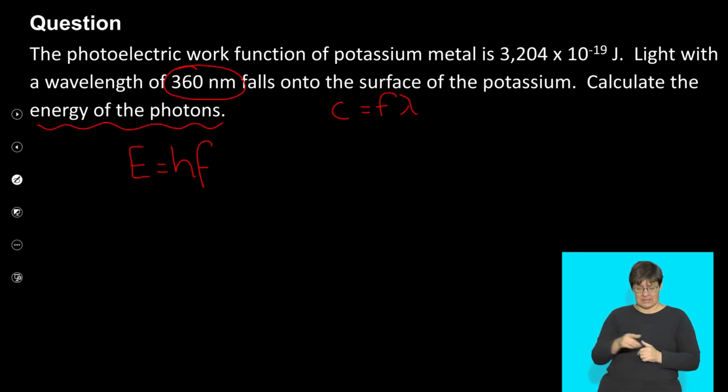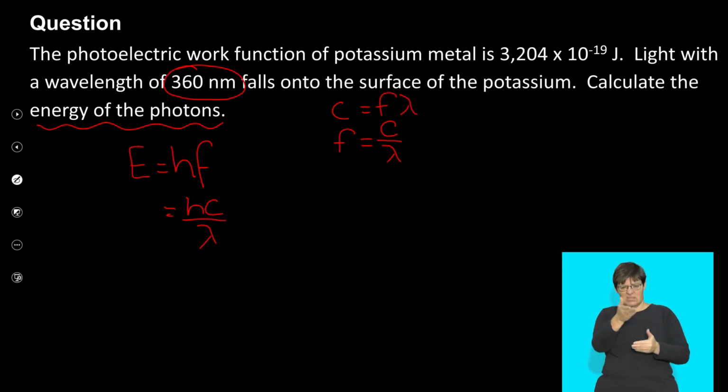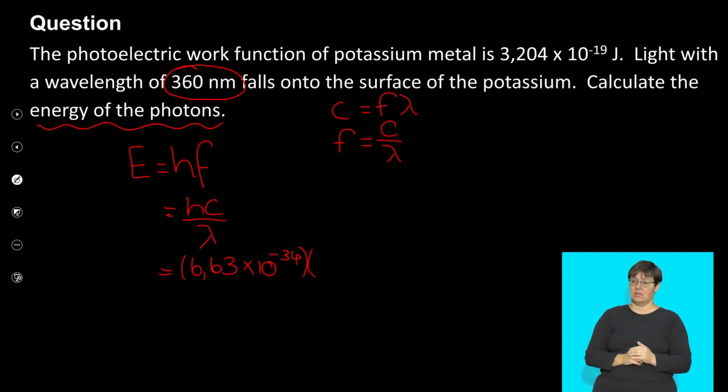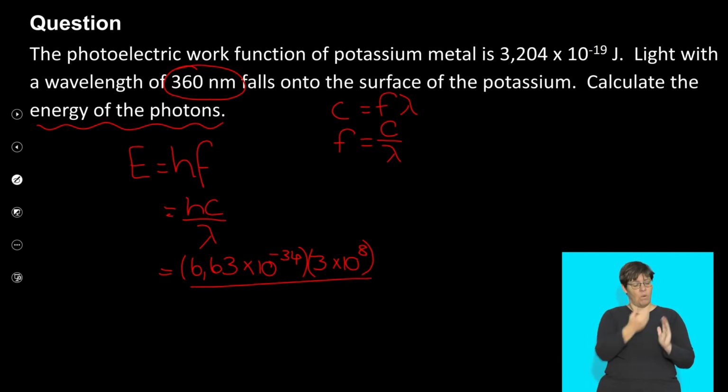So, frequency is actually the speed of light divided by the wavelength. So I can go h times c divided by lambda. The first two are given, they're constants. So this is 6.63 times 10 to the minus 34 times 3 times 10 to the 8. Information given to us on our information sheet.